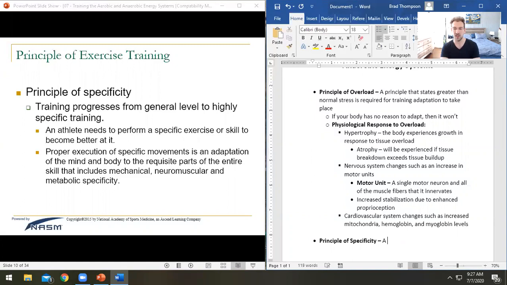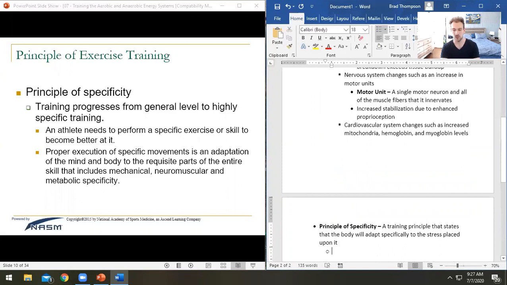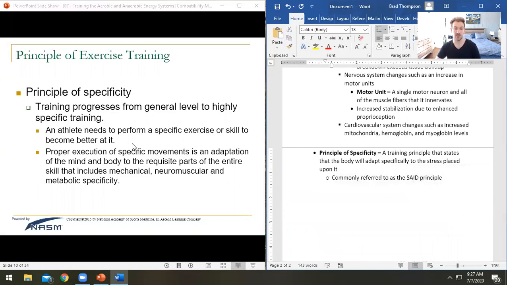It's a training principle that states that the body will adapt specifically to the stress placed upon it, more commonly referred to as the SAID principle. So we do know that we need to try to train very specifically for certain things. If you're trying to get better at a specific skill, you should be doing that specific skill, practicing that. If you're trying to get better at juggling, weightlifting is not going to help you.